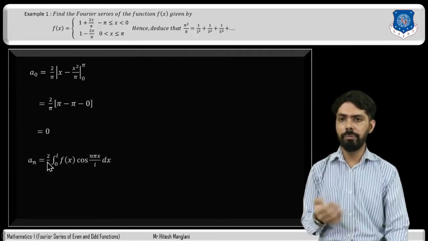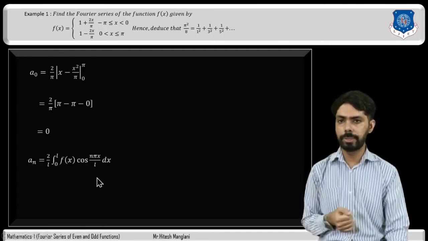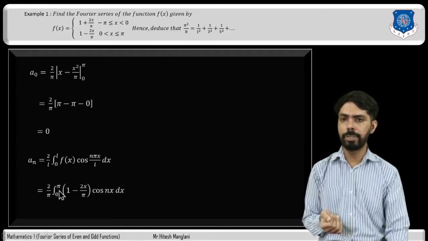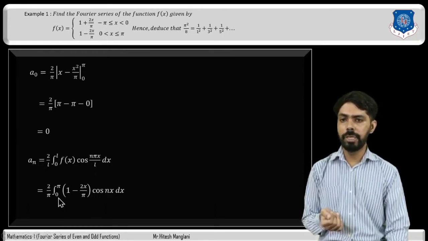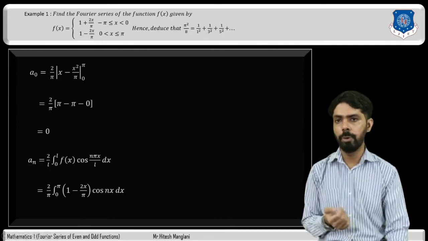Now we will find an, which is given by 2 divided by L integration 0 to L f of x into cos n pi x divided by L dx. And in this example the value of L is pi, so we will replace L by pi. So here 2 divided by pi integration 0 to pi, f of x will be 1 minus 2x divided by pi into cos nx dx, because here pi cancels out. And for this interval the value of the function is 1 minus 2x divided by pi, because f of x is 1 minus 2x divided by pi for 0 less than x less than or equal to pi.